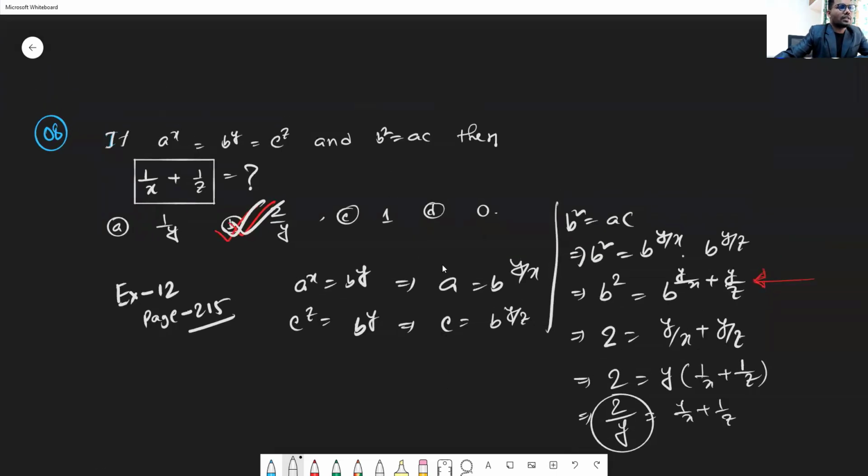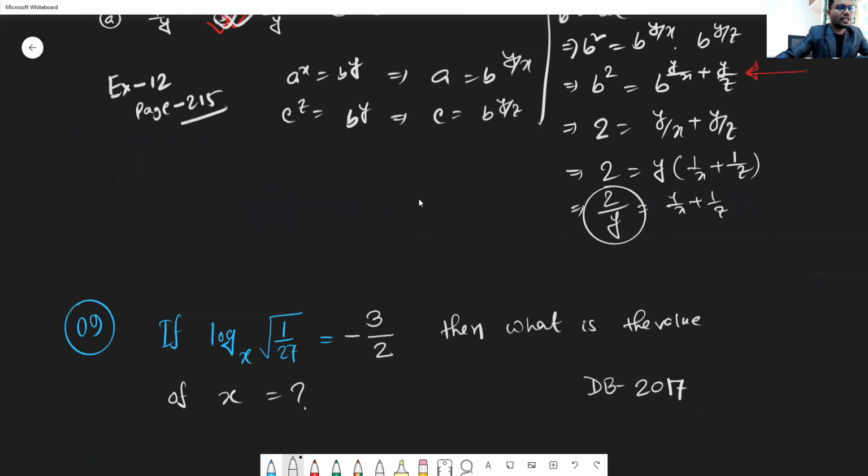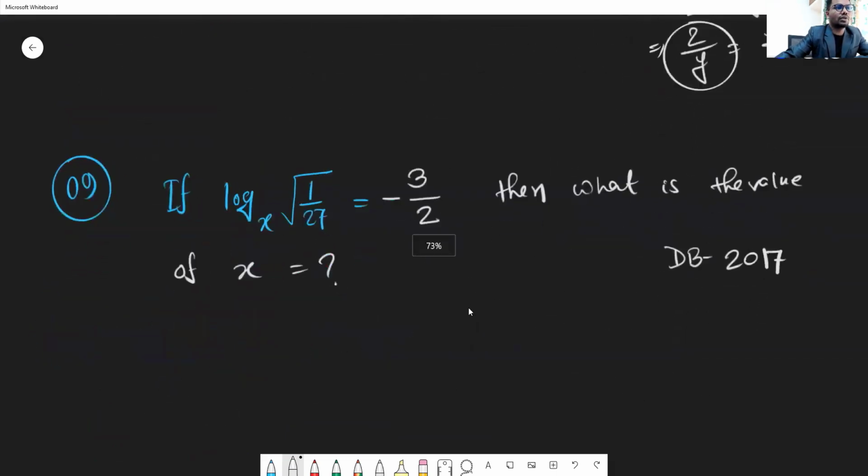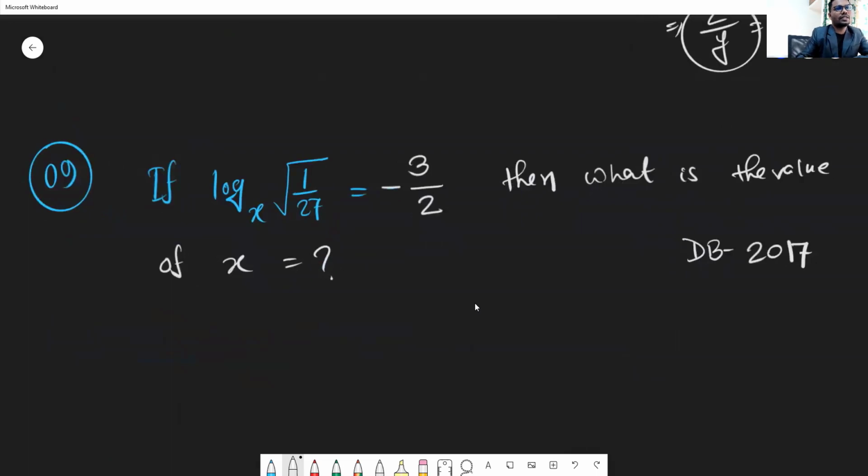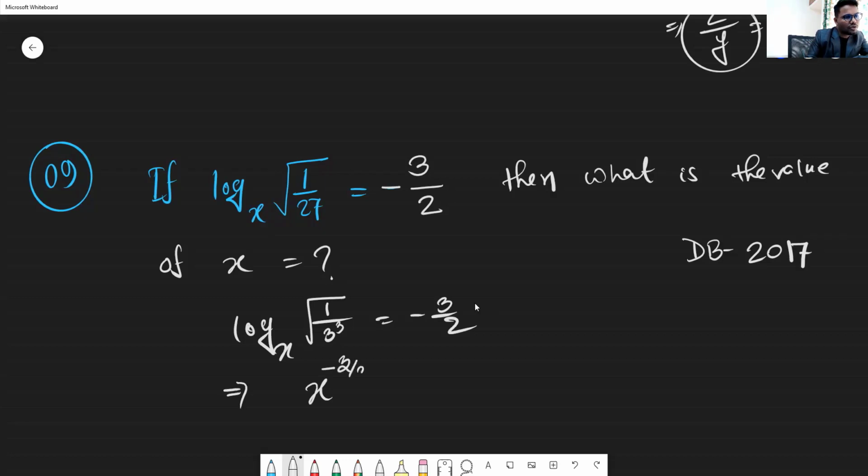So this is a question from your academic book. Now let's see the next question. This is a question from Dhaka Board 2017, another important question. Here do the simplification. Log x, and here we can write 1 by c cube, and this is a square root, and here minus c by 2. So now we can write x to the power minus c by 2 equals 1 by root of 1 by c cube, using the formula.